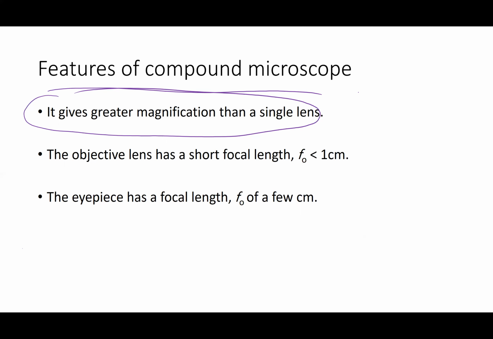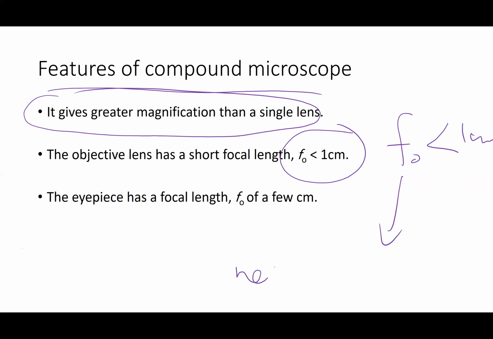The objective lens has a shorter focal length. The focal length of the objective lens is less than 1 centimeter. Objective lens means the lens near to the object. The eyepiece has a focal length fe of a few centimeters.